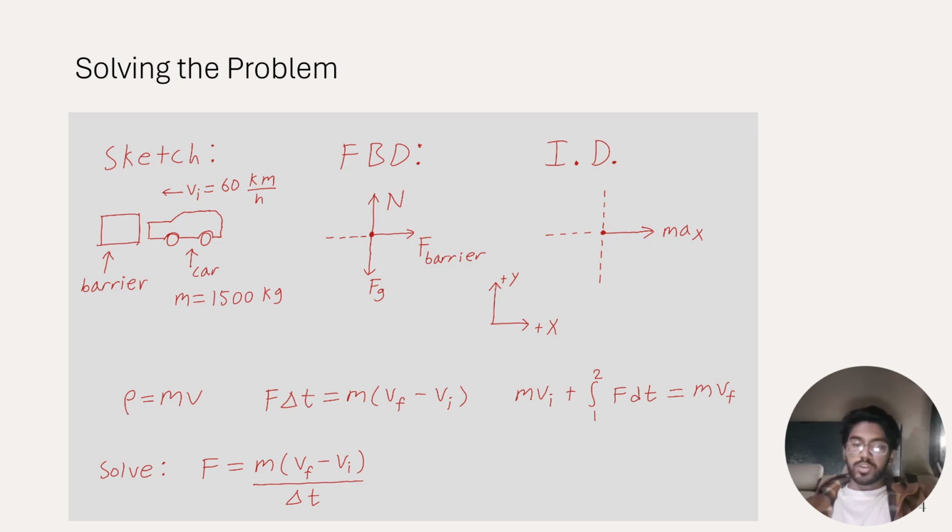But to make sure that the units match, we need to convert that negative 60 kilometers per hour, that initial velocity, to meters per second. So all the units will match and we can get the final force of some amount of newtons to the right.